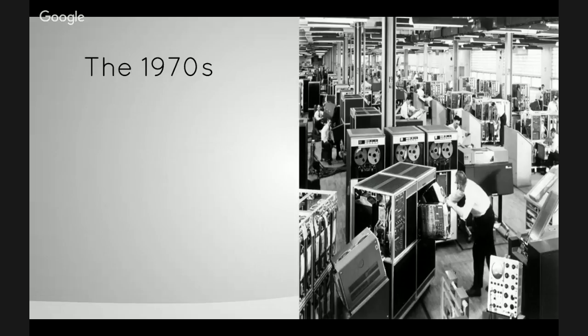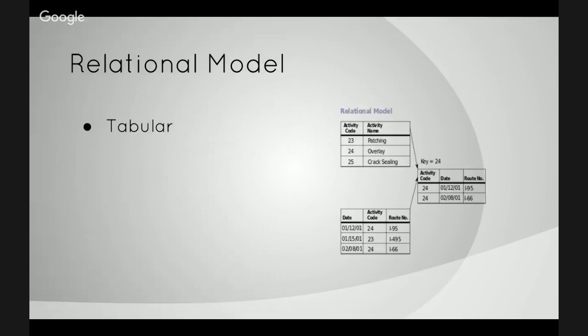The 1970s proved to be an era for renovation of the navigational model. The relational model was pioneered by Edgar Codd at IBM in San Jose, California. His goal was to work with large databases. The relational model is now one of the database standards in the IT realm.